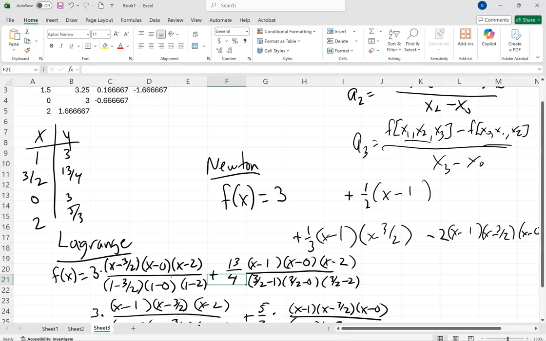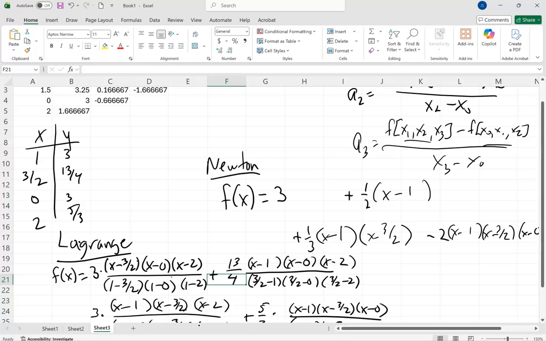And then I have to divide by 1 minus 3 halves, 1 minus 0, 1 minus 2. It should give me a positive 1/2, it looks like. It was negative 1/2 times 1 times negative 1. Yeah? So instead of dividing by 1/2, I could just multiply by 2 for the first one. Notice already I have a cubic, right? So we're going to be modifying that cubic with other cubics.